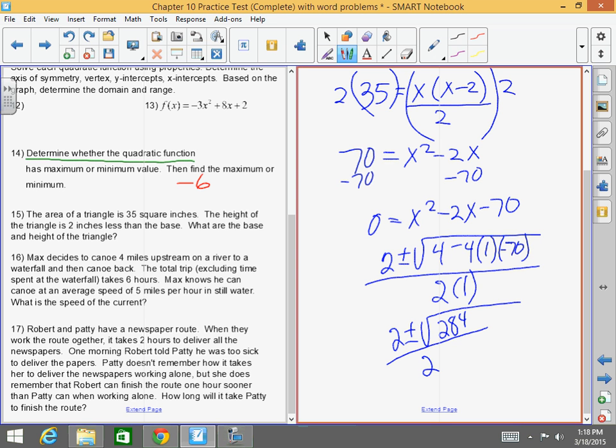I'm not going to do the math here, but on your calculator, you're going to do 2 plus square root of 284 equals, divided by 2. And then 2 minus square root of 284 equals, divided by 2. Only the positive answer is going to work. Yes, no, maybe kind of, sort of, guys.